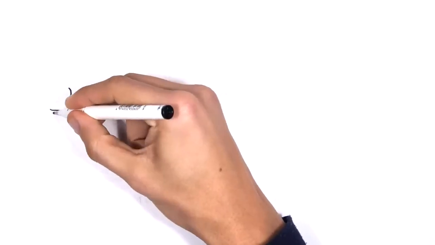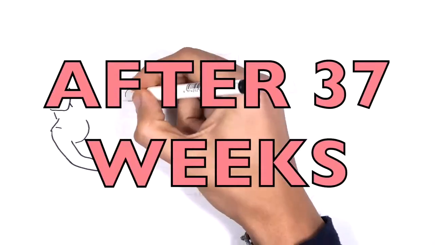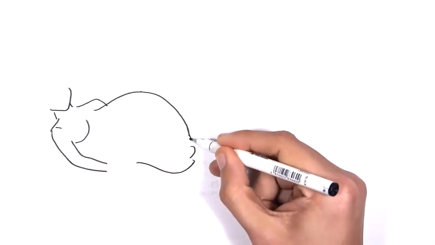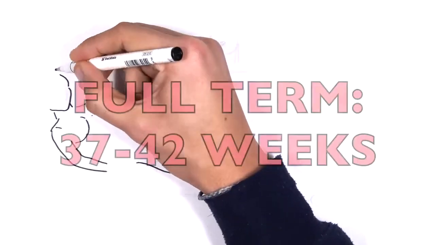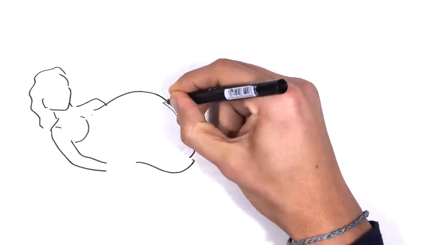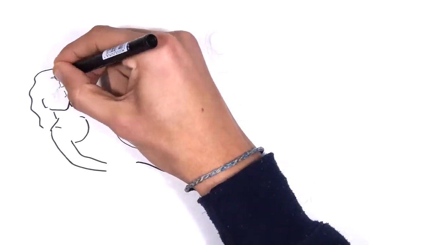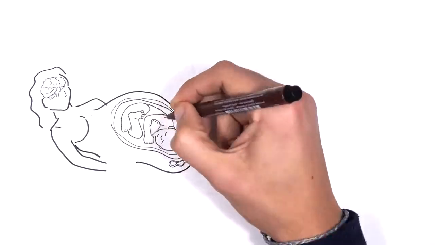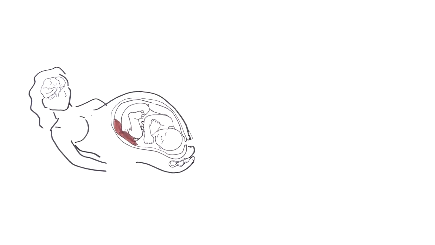So normal labor usually occurs after 37 weeks. A full-term birth would refer to delivery occurring between 37 to 42 weeks gestation. But during certain circumstances, labor might occur before 37 weeks. If it's before 37 weeks, we call this premature labor.